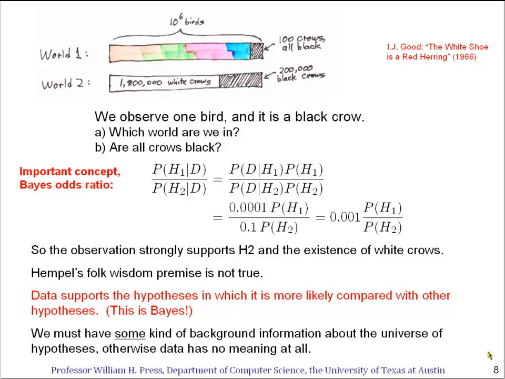What we also see in this example is that we have to have some kind of background information about the universe of hypotheses. Otherwise, data just has no meaning at all. The problem with the folk wisdom is it didn't lay out explicitly this requirement. It said, you observe a black crow, so that means that all crows are black, or adds weight to the hypothesis that all crows are black. But it depends on what is the range of possible worlds that you might be in when you observe that black crow. And what Bayes, as a calculus of inference, does is it makes that dependence explicit.